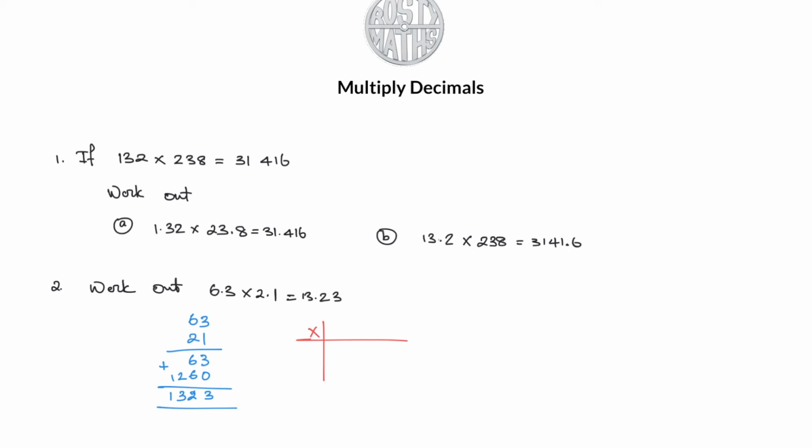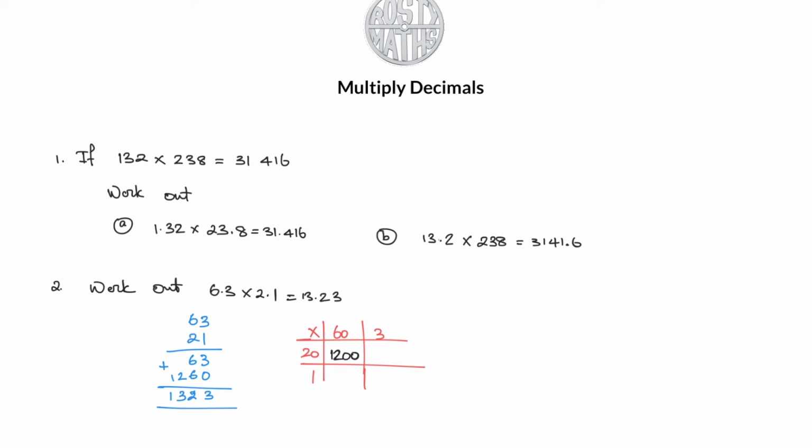So if it's 63 and I split it up into its place values, it's going to be 60 and 3, like so. And then down the bottom here, that's 21. So I'm going to split that into place values 20 and 1. And then we multiply. In this box, I need to multiply 6 times 2. 6 times 2 gives me 12. But because it's 60 and 20, that's going to be 1200. I need to add another couple of zeros there.